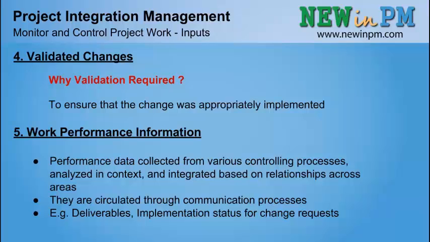We come to the fifth input, that is the work performance information. We have discussed this earlier too. The work performance information has performance-related data that is collected from various controlling processes, analyzed in context, and integrated based on relationships across areas. They are circulated through the communication process. Examples of work performance information are deliverables and implementation status for change requests.